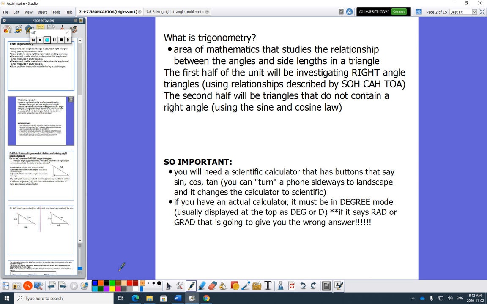So we are looking for always triangles, okay? The relationship between angles and the sides. And like I said, we're going to do right angle triangles first and then not right angle triangles. So you need a scientific calculator. So you need to look on your calculator. Does it have buttons that say, it looks like sin, S-I-N, that's sine. It looks like cos, C-O-S, okay, those ones.